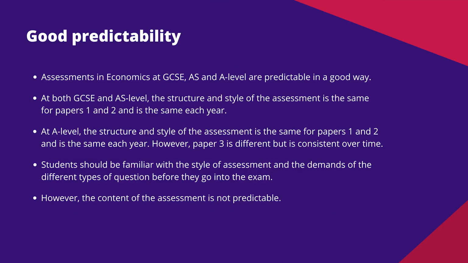Assessments in economics at GCSE, AS and A-level are predictable in a good way. At both GCSE and AS level, the structure and the style of the assessments is the same for Papers 1 and Paper 2 and is also the same each year. At A-level, the structure and the style of the assessments is again the same for Papers 1 and Paper 2 and again is the same for each year. However, Paper 3 is different but is nonetheless consistent over time.